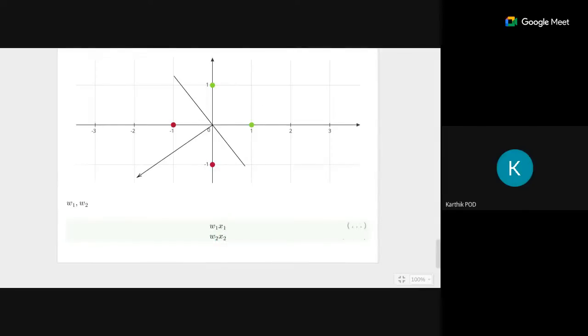Right. So when will the predictions and actual labels match? When both W1 and W2 are positive. Only then will the predicted label match the true label. So you can solve this algebraically this way or geometrically this way.